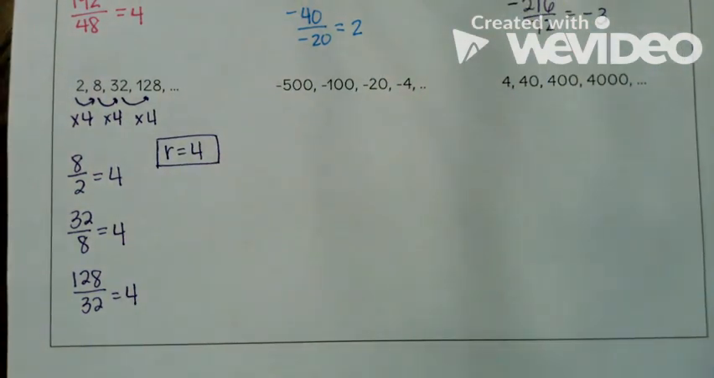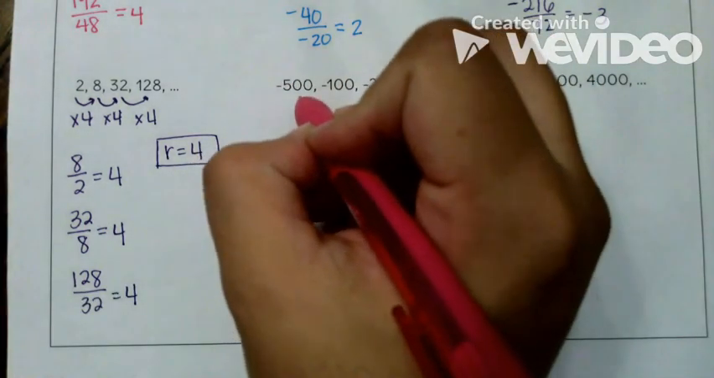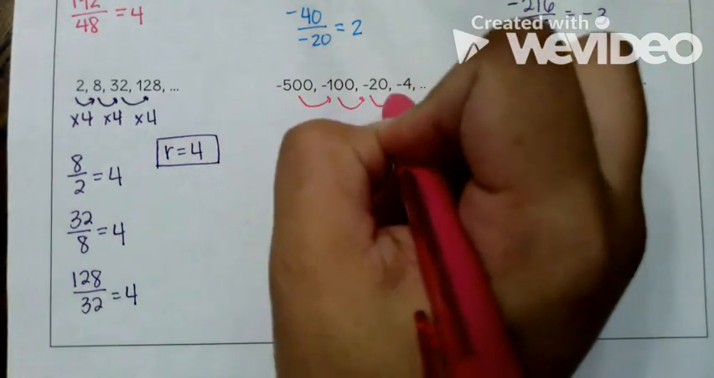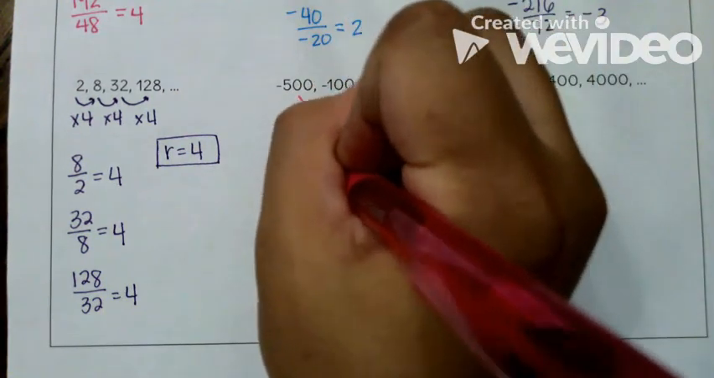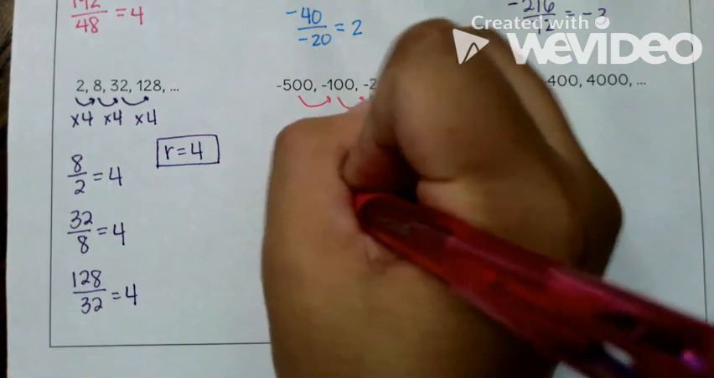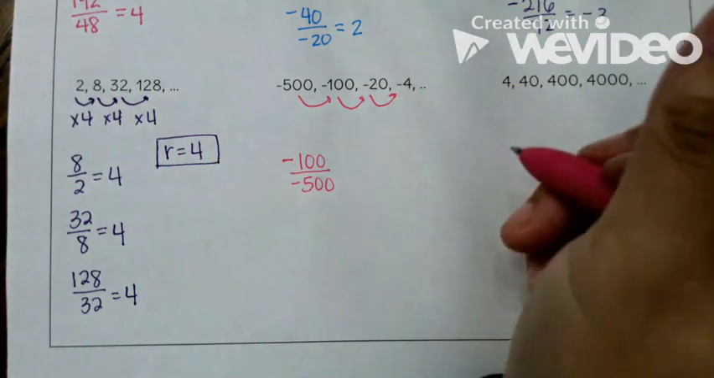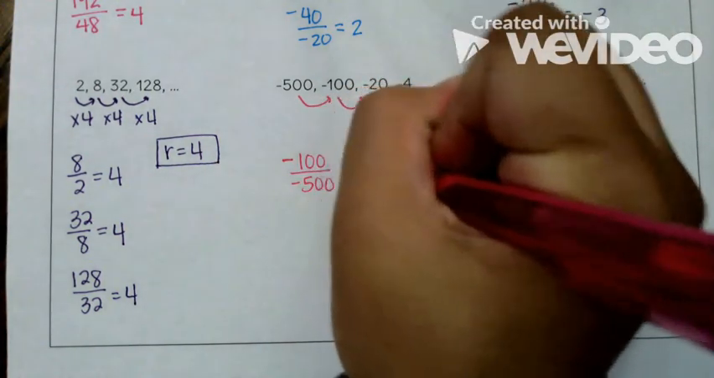For the sequence negative 500, negative 100, negative 20, negative 4, what do you think the common ratio is? So if you notice, it's actually going down. So for this one, to keep getting the next one, I would go negative 100 divided by negative 500. And if you put that into a calculator, you'll see that it equals 0.2.